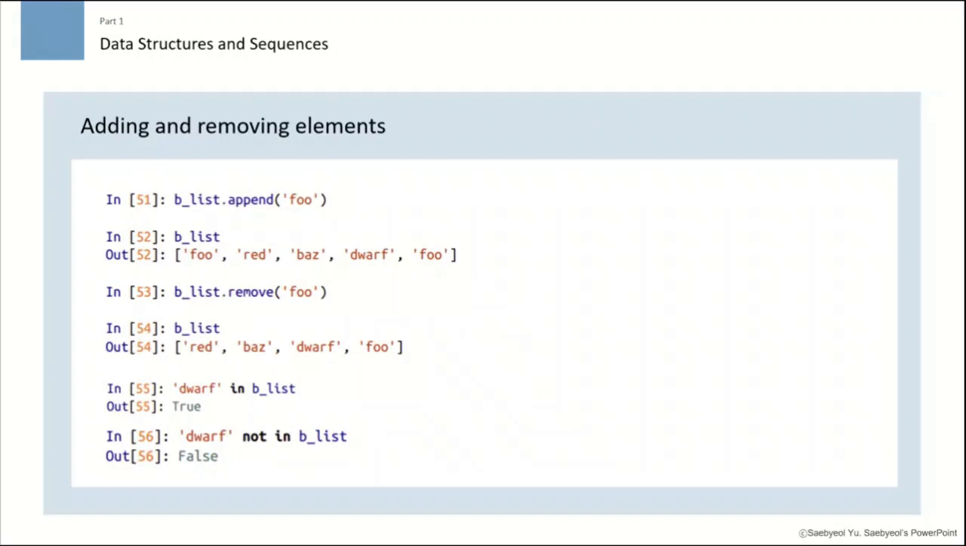Elements can be removed by value with remove, which locates the first such value and removes it from the list. If performance is not a concern, by using append and remove, you can use a Python list as a perfectly suitable multi-set data structure. Check if a list contains a value using the in keyword.